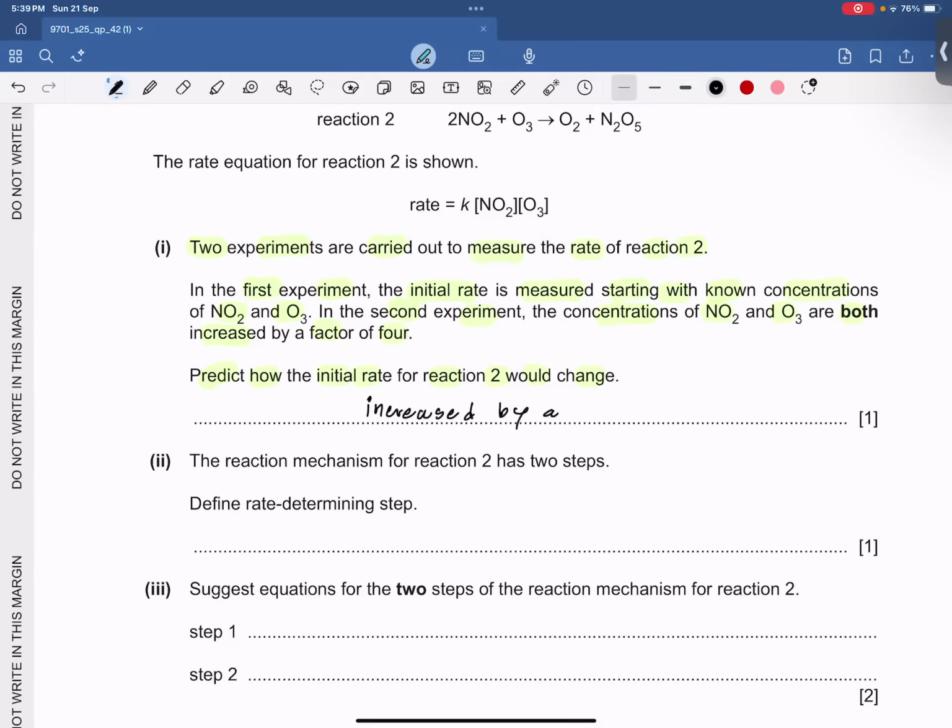So when you increased 4 times, it's going to be 16 times. Increased by a factor of 16. I hope you remember, we have done that in class. Whenever it is a second order reaction, and if we double the concentration, the rate of reaction becomes quadruple. So when we increased the concentration by a factor of 4, obviously the initial rate is going to be 16, quadruple times.